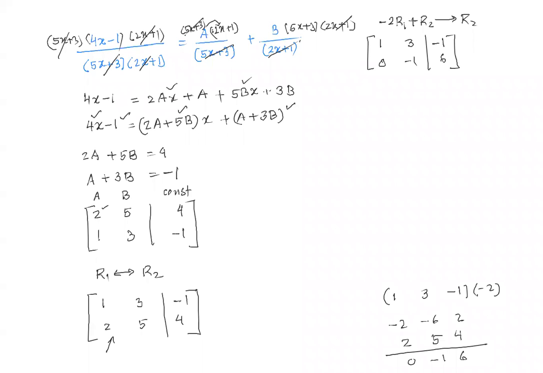Now I just have to make this -1 a 1. So I just take -1 times row 2 becomes my new row 2. Easy. First row I don't touch. 1, 3, -1. Then 0, 1, -6. Very simple. Now I have to make this a 1. Easy. -3 times row 2 becomes your new row 2. All right. So row, oh, sorry, I made a mistake.